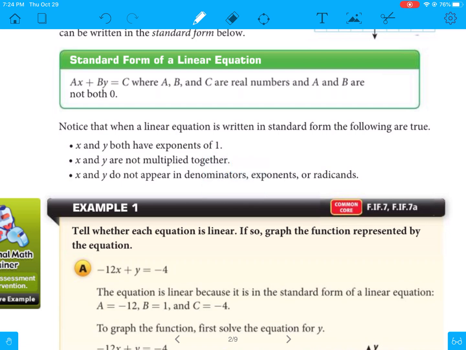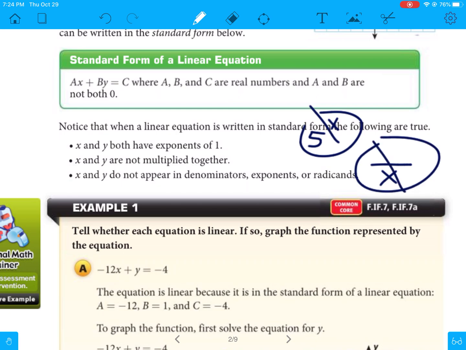And x and y do not appear in denominators, exponents, or radicands. Denominator is like down here. Exponent can't be like 5 to the x power. That doesn't work. Or radicands would be like the square root of x. So it cannot be any of those. So that's the third one.